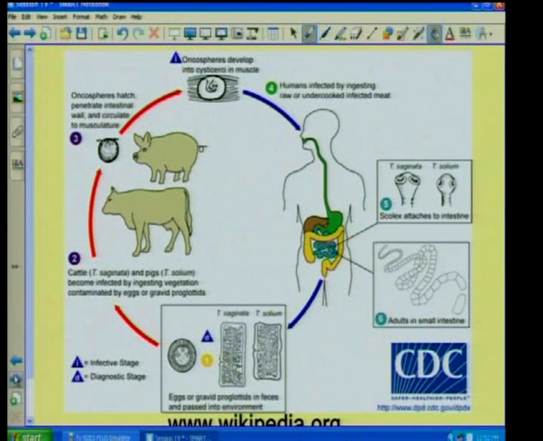This is a life cycle of a tapeworm. It has an intermediate host, which is a pig or a cow, and you then become its secondary host.